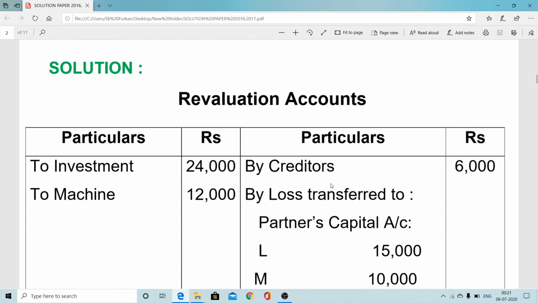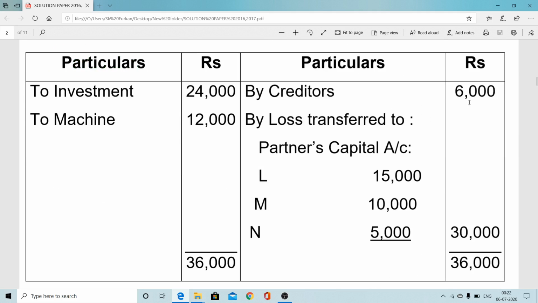First of all, revaluation: decrease of liability by creditor 6,000, decrease of asset, investment decrease 24,000, machine also decreases. Here the revaluation debit side is 36,000 and the credit side only 6,000. Therefore a loss of 30,000 arises at the time of admission of a new partner. These are the changes that take place in assets and liabilities.